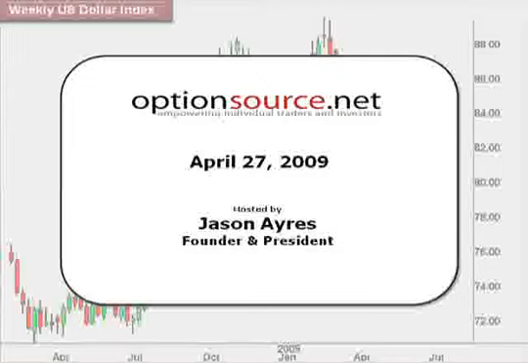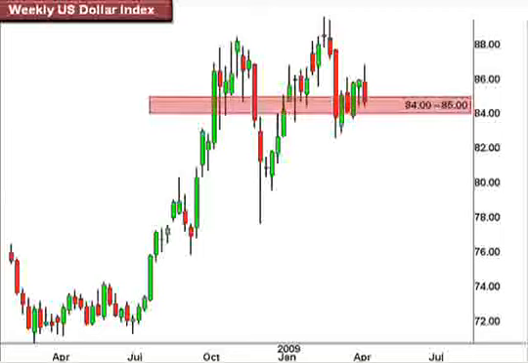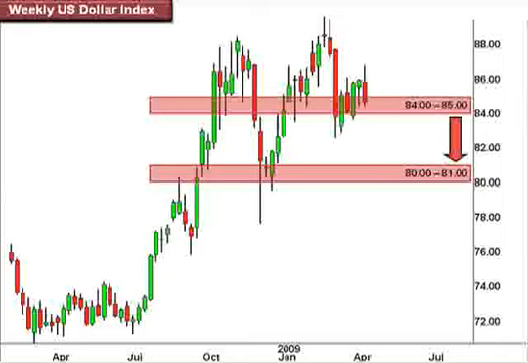As always, we're going to start things off with a look at our weekly U.S. dollar index. It's a great way to gain perspective as to how the U.S. dollar has been trading against a basket of currencies. And as you can see here, the 84.85 level still holds. However, we maintain that a break below 84 opens the window for an even deeper sell-off, which may lead to a retest of support down into our 80 to 81 focal zone.